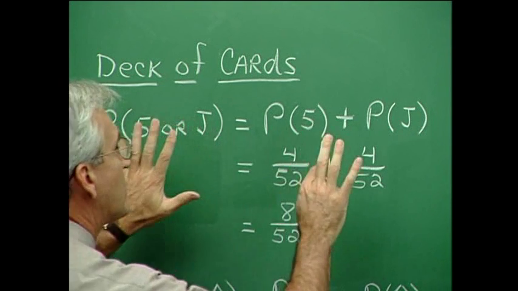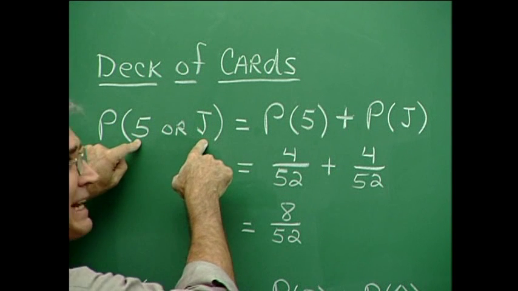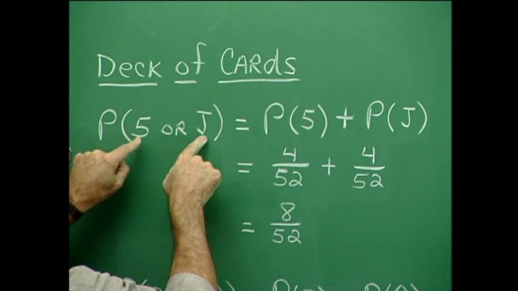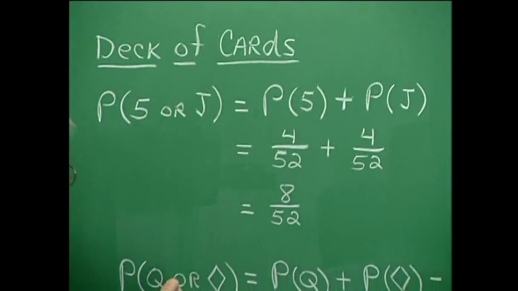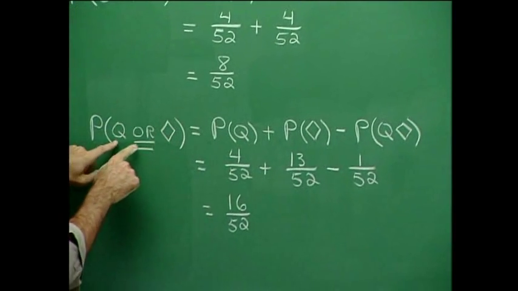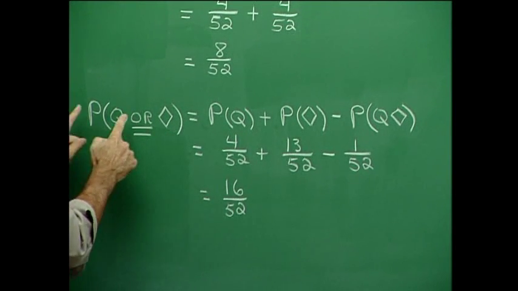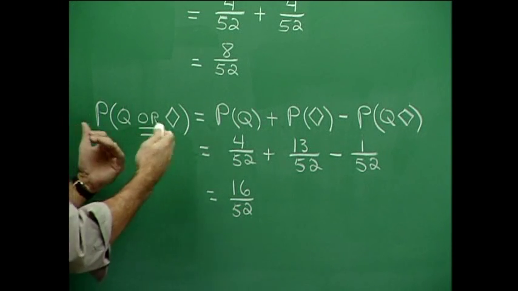The concept here is that when the two events have nothing in common, that is, they're said to be mutually exclusive, they both can't happen at the same time, then we can simply add the separate probabilities. Now here's what we do when they're not mutually exclusive. We have the word or involved, so that tells us we're going to add probabilities. But here we do have a card which is both a queen and a diamond. So the probability of queen and the probability of diamond are not mutually exclusive. So what we have to do is perform a little subtraction here.